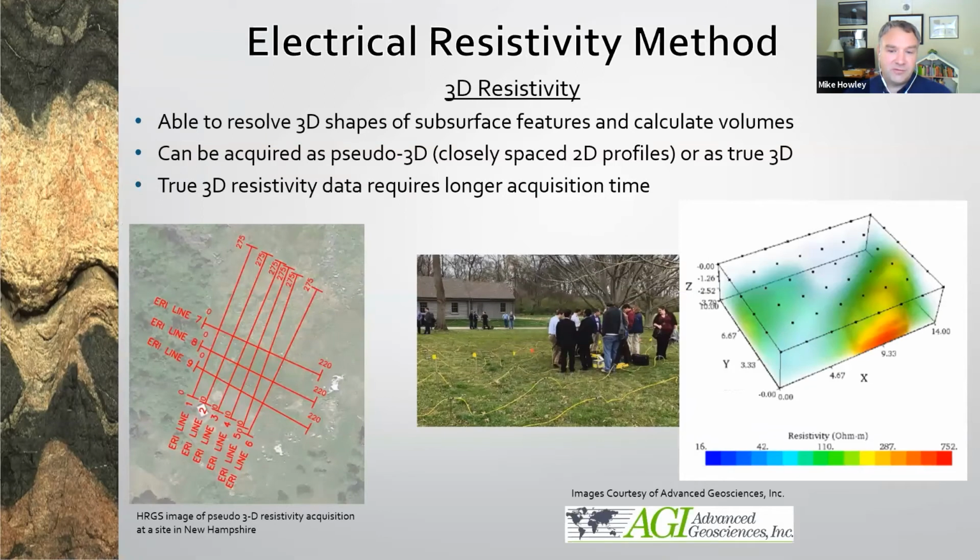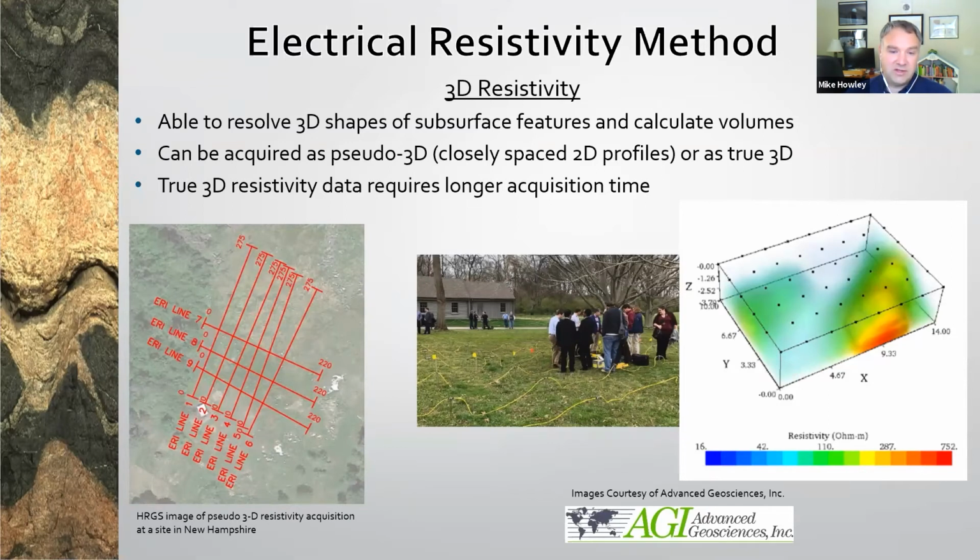3D resistivity surveys measure resistivity from either a series of closely spaced 2D profiles, shown in the image on the left, which is called a pseudo 3D survey, or a grid of electrodes, shown in the photo and image on the right. This is a true 3D survey.